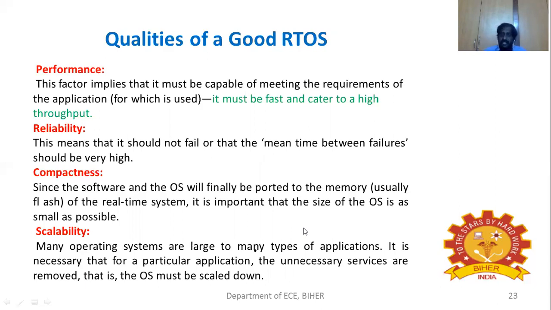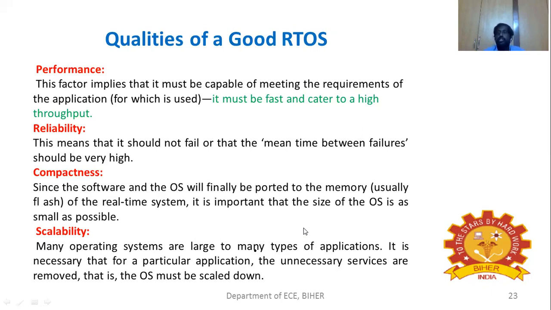And then compactness is a factor. It should occupy very little memory, because we cannot spend more memory on operating systems. We are using compact devices which have very little memory. If the operating system itself occupies more memory, it is challenging. So an operating system should occupy less memory, then only compactness is achieved. So we prefer operating systems with less memory, and scalability also.